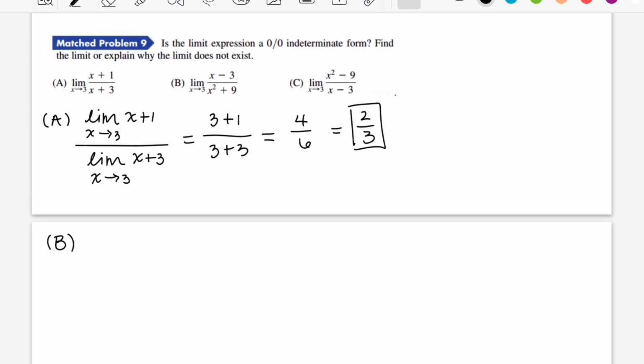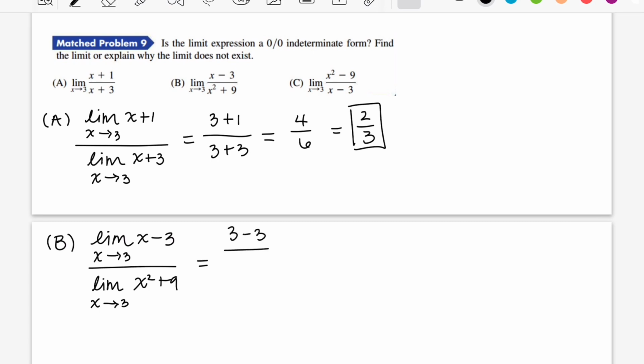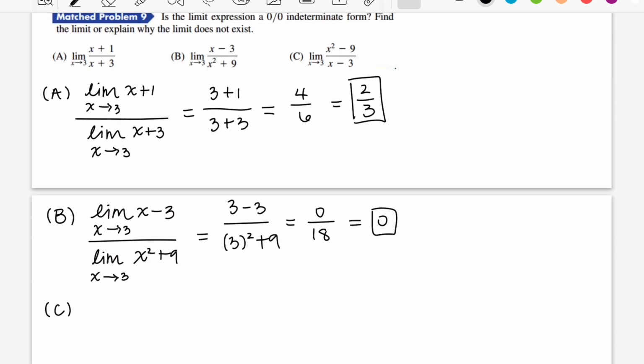Now looking at example B here, we again can rewrite this. And plugging 3 in, we get 3 minus 3 over 3 squared plus 9. And this is 0 over 18. And 0 divided by anything is just 0. So that is our limit. So we're good there.